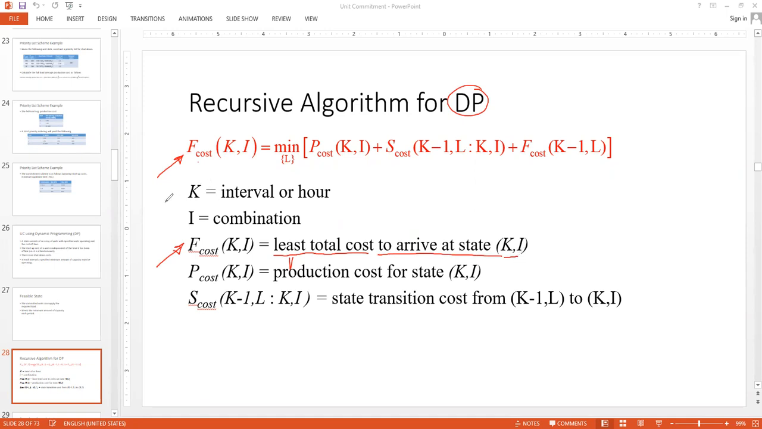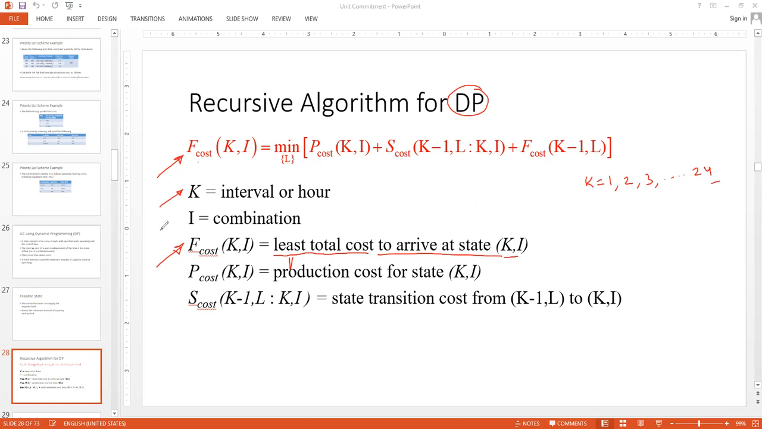Let's see. K is basically nothing but the interval. Let's say if it is an 8-hour problem or 24-hour problem, and if we are taking 1 hour sampling, 1 hour interval, then each interval k equals 1 means hour number 1, k equals 2 means hour number 2, k equals 3 means hour number 3, and so on up to 24 if it is a 24-hour period problem.